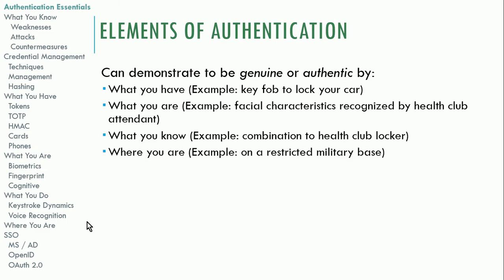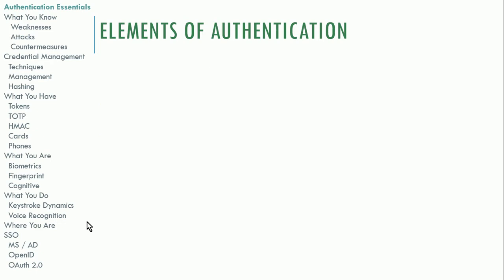Where you are could also help identify someone. So if someone's in an area that they would have already had to have been vetted in order to get to, that might help. And what you do, so how you do things. We all have certain ways that we do things, and we can measure that to see if someone is who we think they are. We'll talk about some of those.